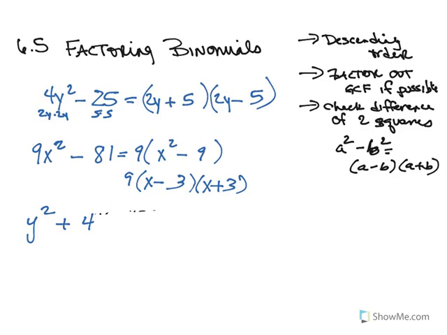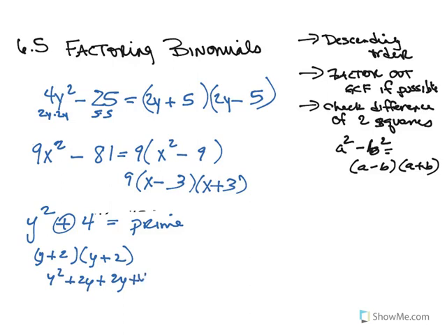y squared plus 4. Descending order is already in place. Factoring out a greatest common factor, there is no greatest common factor. And then difference of two squares: it's not a difference. So this problem cannot factor. It is considered prime or not factorable. A lot of students think, oh, well, it'd be y plus 2 times y plus 2. Really? Is it? If we multiply that, we get y squared plus 2y plus 2y plus 4.